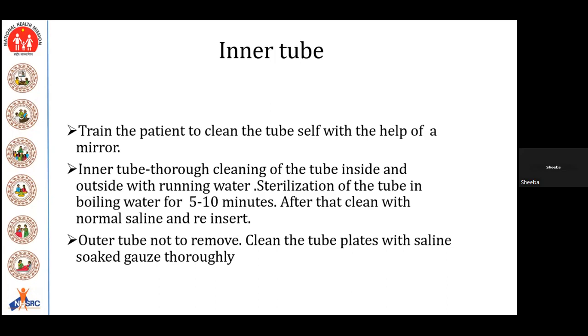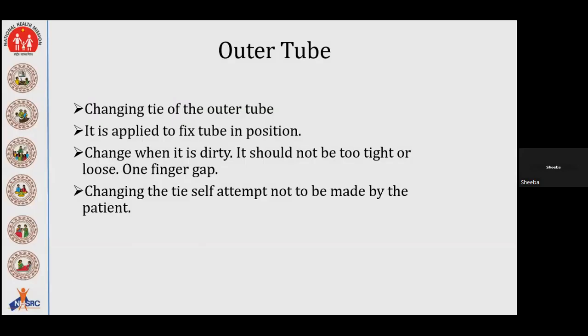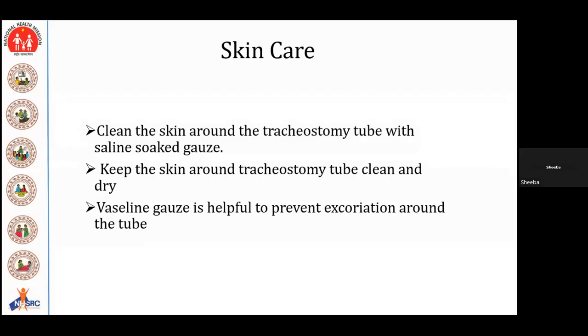That is a little bit different, because a Portex tube should not be put into boiled water, as that will damage it. If they are using a metal tube, they can boil it. After that they can soak it with normal saline, and before inserting the tube into the outer tube, they have to make sure that there is no water inside the inner tube. That is very, very important. For the outer tube also, if they want to change the tie, they have to fix a new tie first and then remove the old tie. Skin care is also important here.